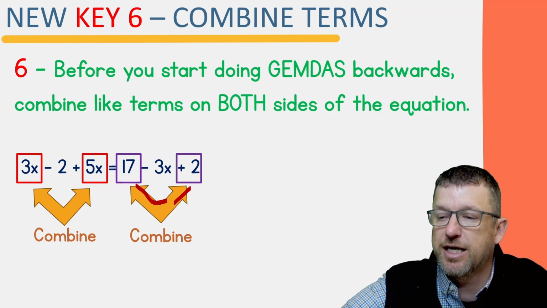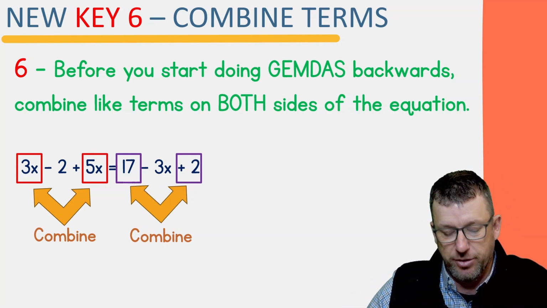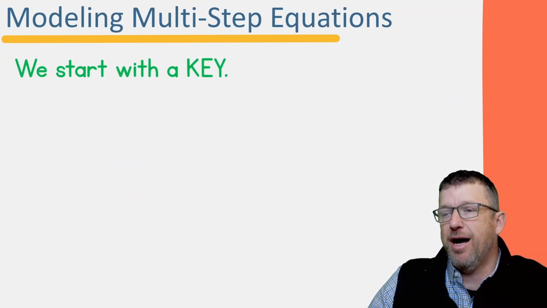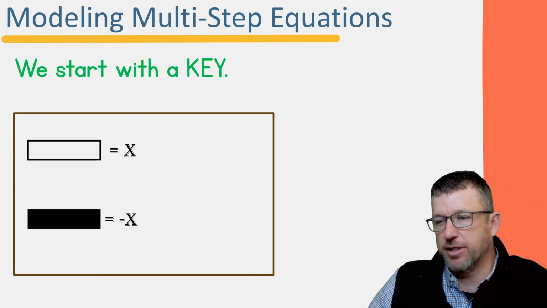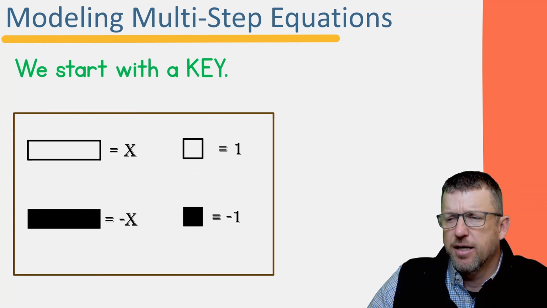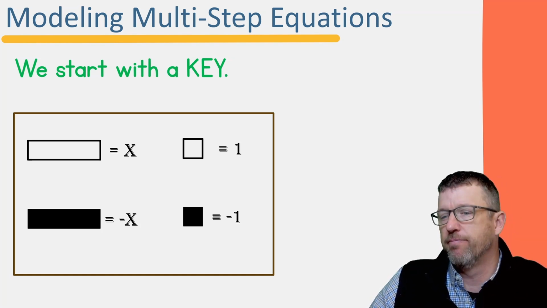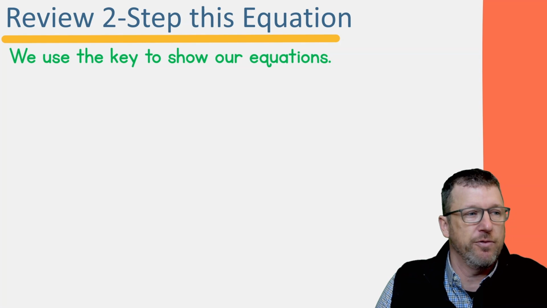You can skip it and not do it sometimes, but it's just going to make a lot more steps and lead to many more opportunities for making mistakes. All right. So when we model multi-step equations, we always start with a key. Okay, so this is how we show our algebra tiles. Positive values we have as rectangles and squares, and negative values we have them filled in. Okay. All right, so let's review a two-step equation model just so we can see how it works.